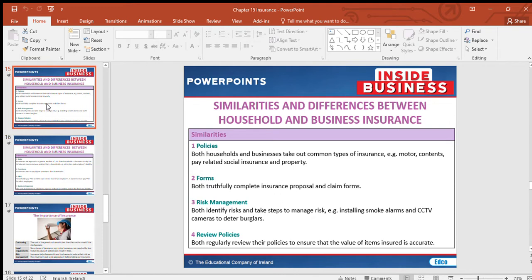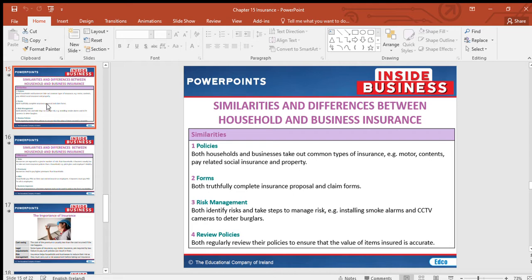Again, this is a common question. It's similar to the one above with similarities. So for policies between household and business insurance, they can take out a common type of insurance. And again, I've gone through motor, contents and pay-related social insurance already. Both forms, you still have to obviously be completely truthful. The utmost good faith applies to both. This is just highlighting what's similar between household and business insurance.